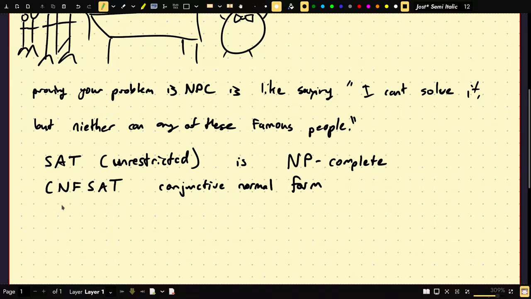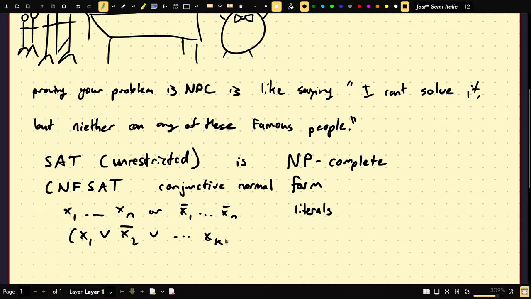So we say that x1 through xn, or x bar 1 through x bar n, any of these or their complements are called literals. We say a clause is the OR of several literals. So we have like x1 or x2 bar or dot dot dot, let's say xk. So a clause is equal to the OR of literals.